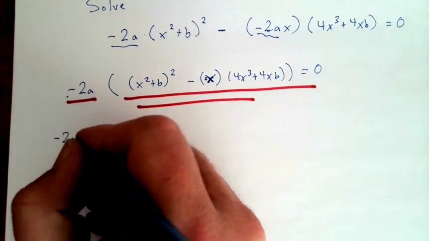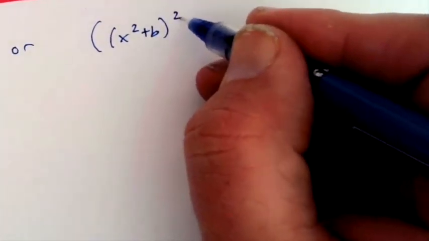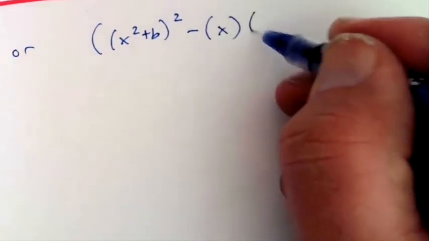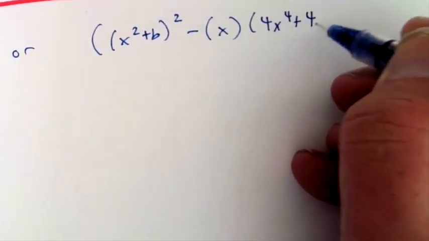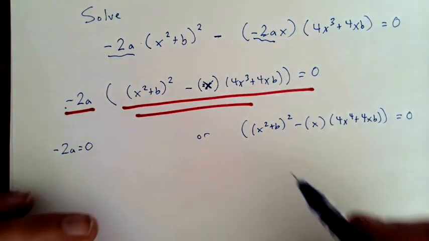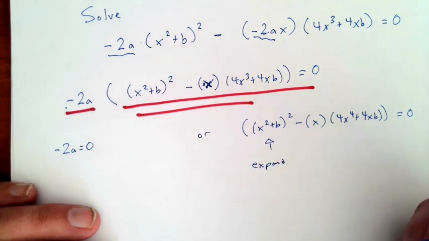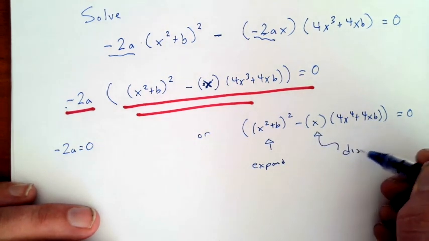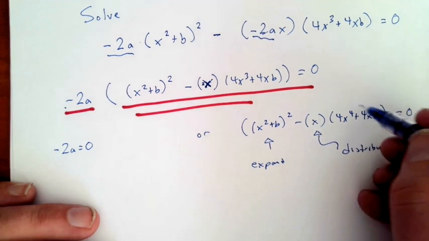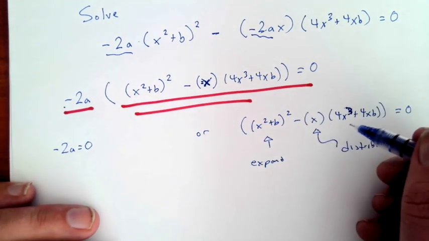So I have negative 2a is equal to 0, or (x squared plus b) quantity squared minus x times (4x to the third plus 4xb) is equal to 0. Now I need to do two things. I need to expand (x squared plus b) quantity squared, and I need to distribute the x. This should still be 4x to the third, my apologies. It's 4x to the third plus 4x b.